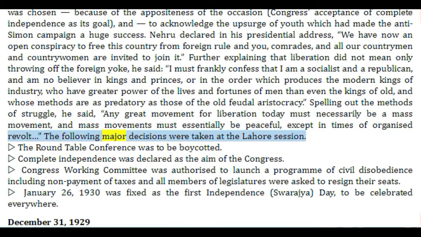The following major decisions were taken at the Lahore session. The Round Table Conference was to be boycotted. Complete independence was declared as the aim of the Congress. The Congress Working Committee was authorized to launch a program of civil disobedience including non-payment of taxes, and all members of legislatures were asked to resign their seats. 26th January 1930 was fixed as the first Independence, Swaraj Day, to be celebrated everywhere.